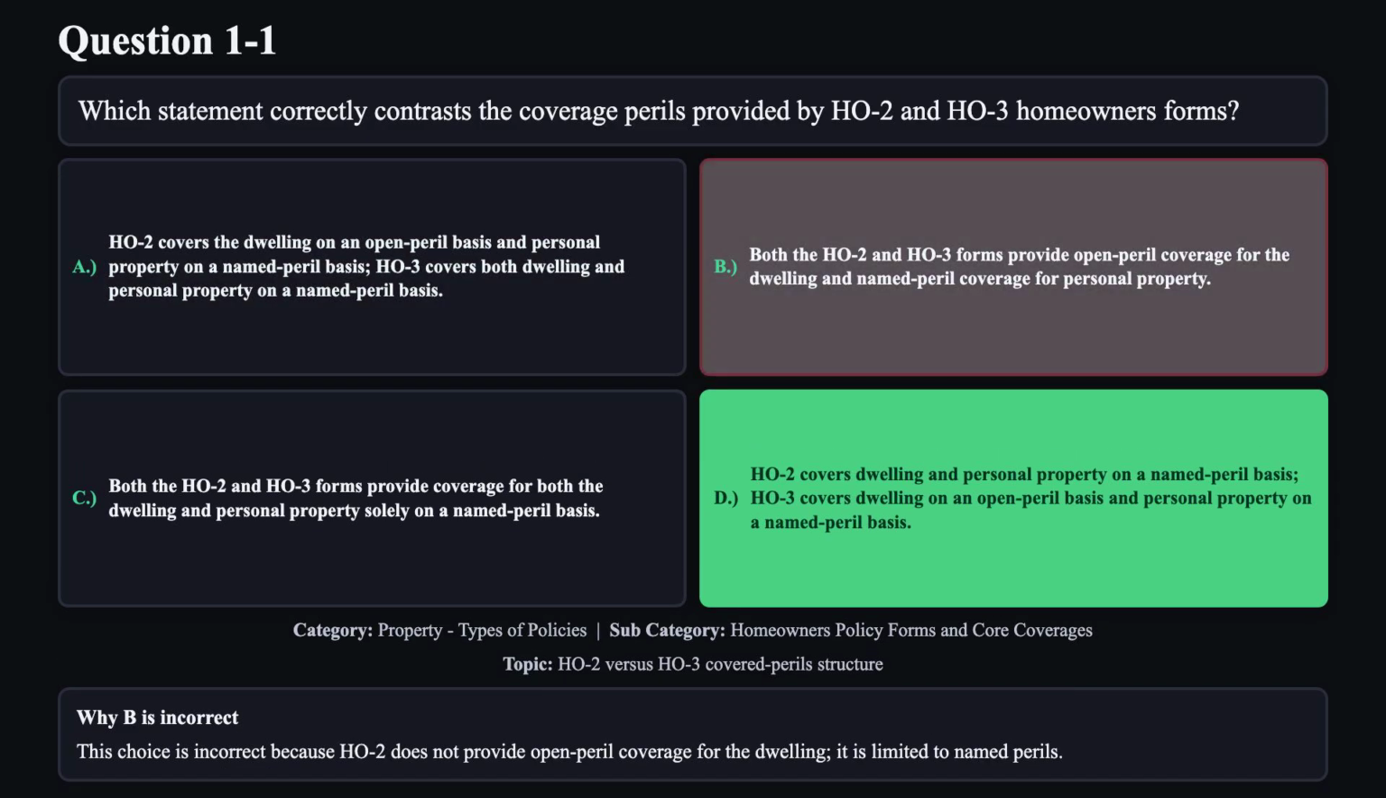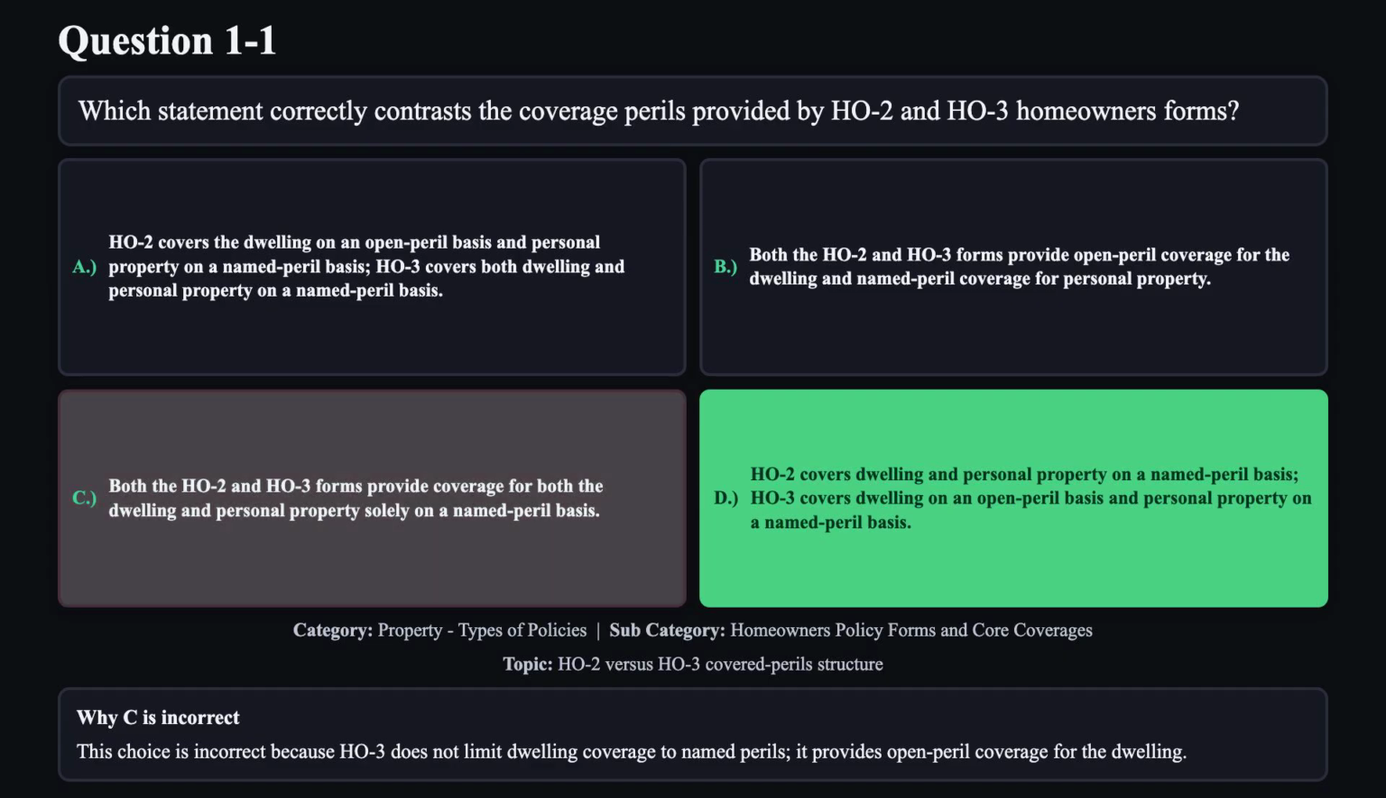Reason B is not correct. This choice is incorrect because HO2 does not provide open peril coverage for the dwelling. It is limited to named perils. Reason C is not correct. This choice is incorrect because HO3 does not limit dwelling coverage to named perils. It provides open peril coverage for the dwelling.